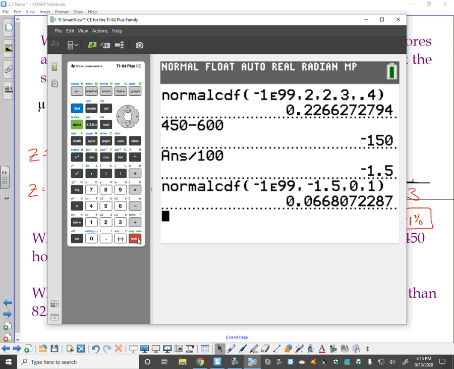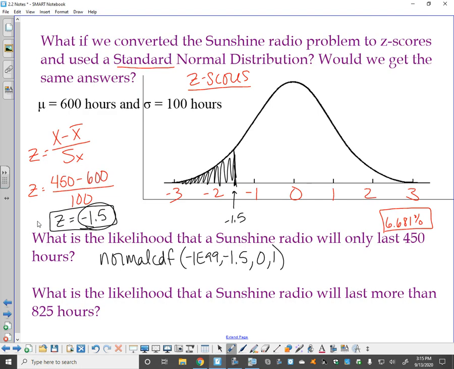6.681. Dead on it. Dead on it to 3 decimal places at least. So I hope that you guys can see that we just answered the same exact question from the top of the page down here, but we did it here with z-scores.